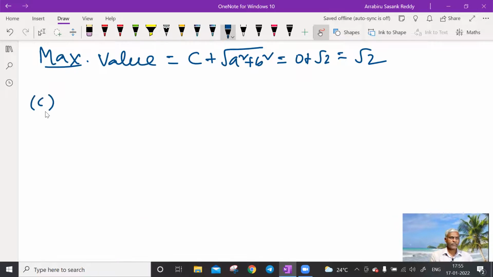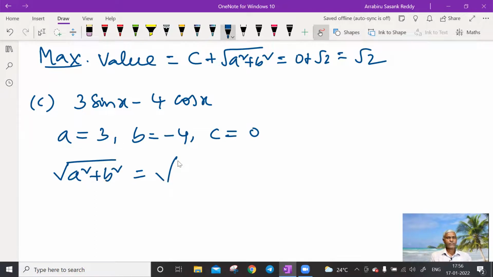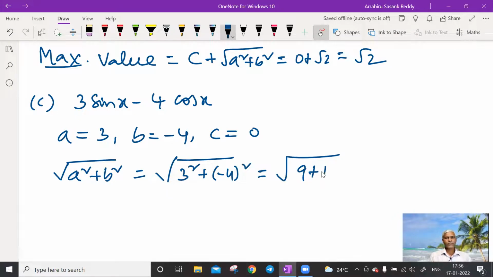Third bit, 3 sin x minus 4 cos x. So here a value is 3, b value is -4, c value is 0. Find under root a square plus b square: a square is 3 square, b square is minus 4 square, 9 plus 16, root 25, that is 5.